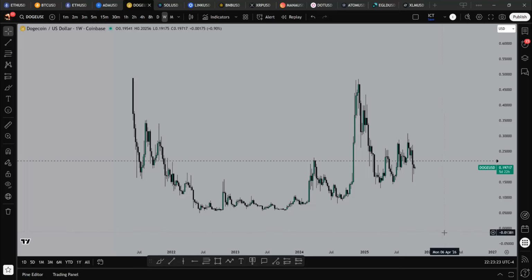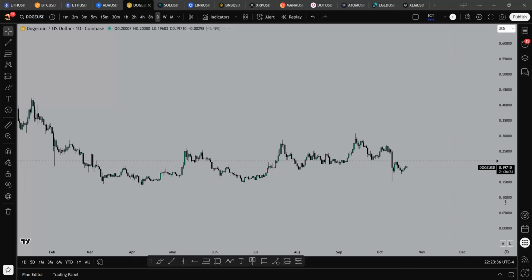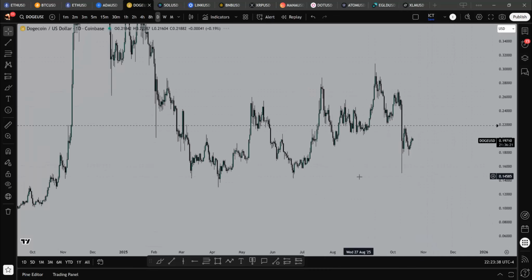All right, up next is Doge. So what do we see here? It's always a little bit hard with this coin because it's so spiky. You really have to just be in there at the right moment and get out at the right moment. But like we saw on the big capitulation there, you had a pretty big stab down.